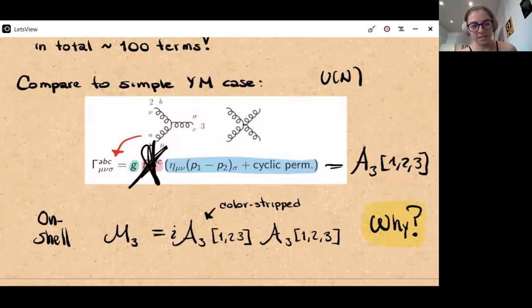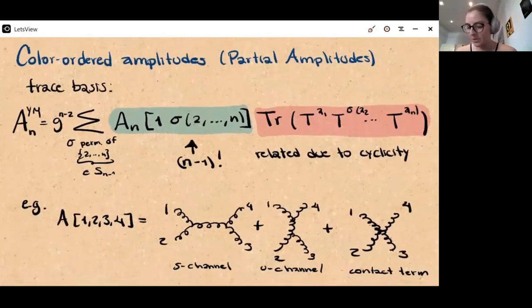Okay, so a short review of what color-ordered amplitudes or partial amplitudes are. The idea is that in Yang-Mills, you can write your amplitude in this shape. I'm just going to put the coupling strength outside. Then these have different names: color-stripped, color-ordered, or partial amplitudes. You have this special ordering here because they correspond to the factor that goes with the trace of the generators of your group. That again can be U(N) or SU(N).